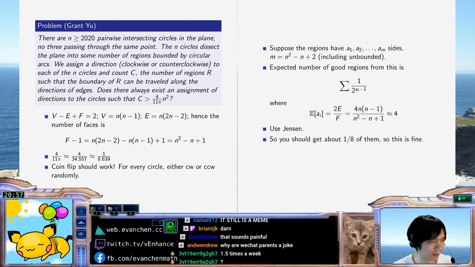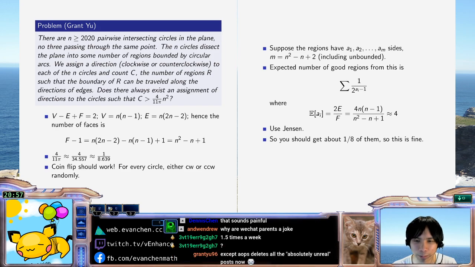All right. Hey, so let's move on to the IMO 1993 problem. This problem actually looks pretty cool as well.